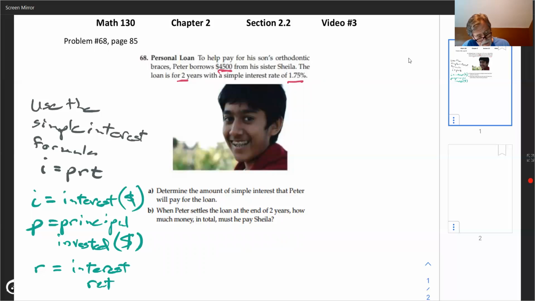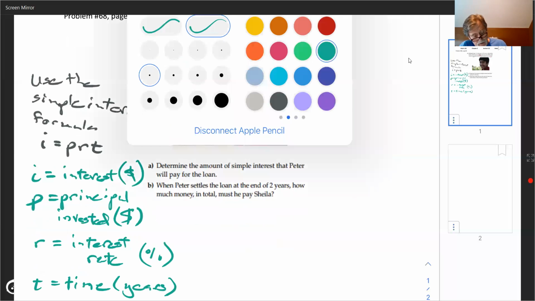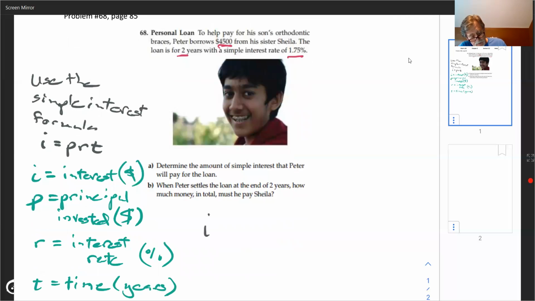And what that is, it's a percent, and you can see a percent in our problem. And then finally, T is time, and I'll say in years. So when they say it's a simple interest formula, it is simple. It's pretty straightforward. So let's use it now. We'll write it down and we'll say I is equal to PRT. And now we grab those numbers out of the problem. Okay, can you see them?